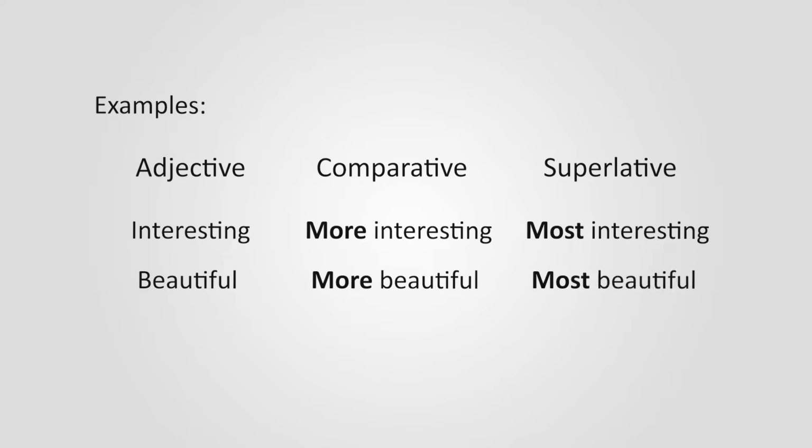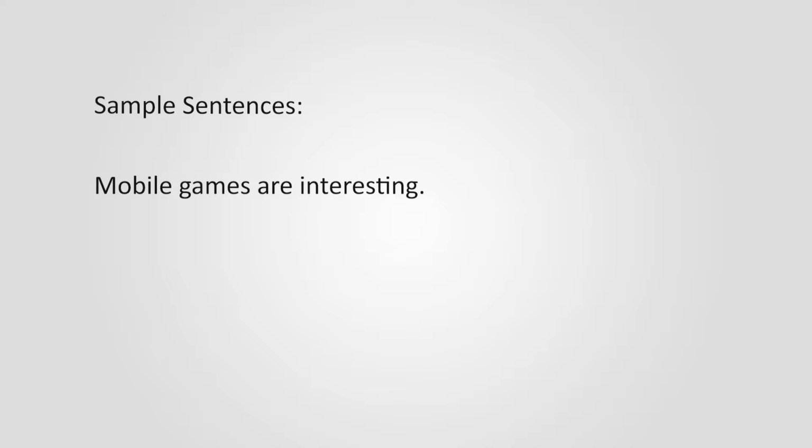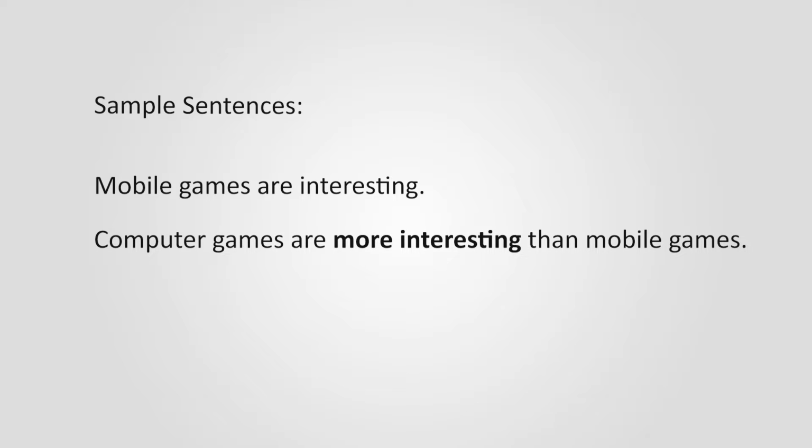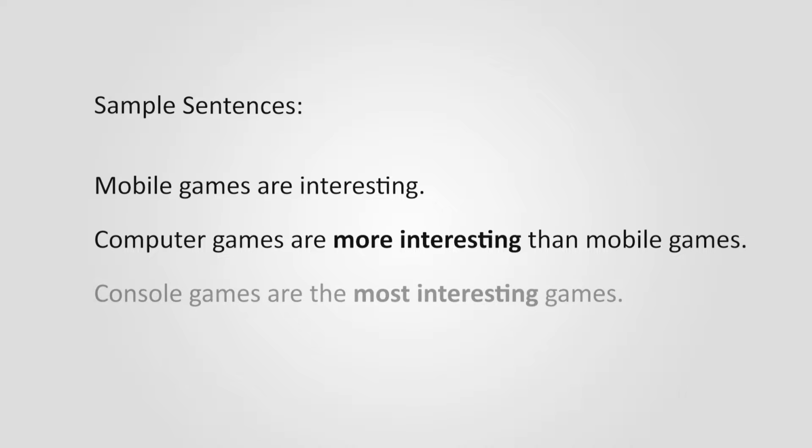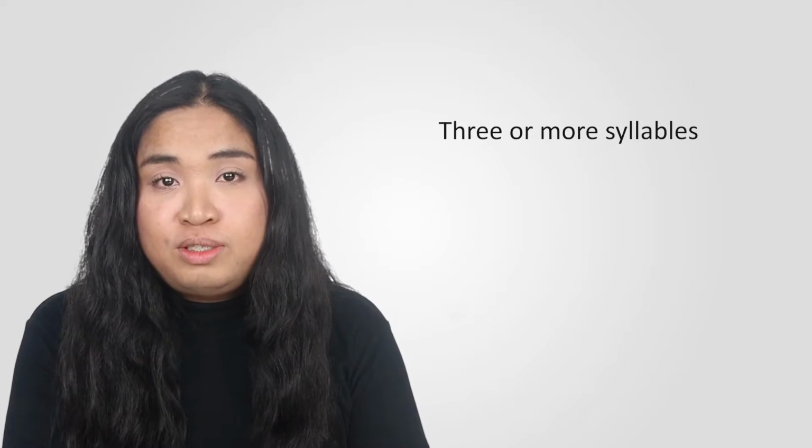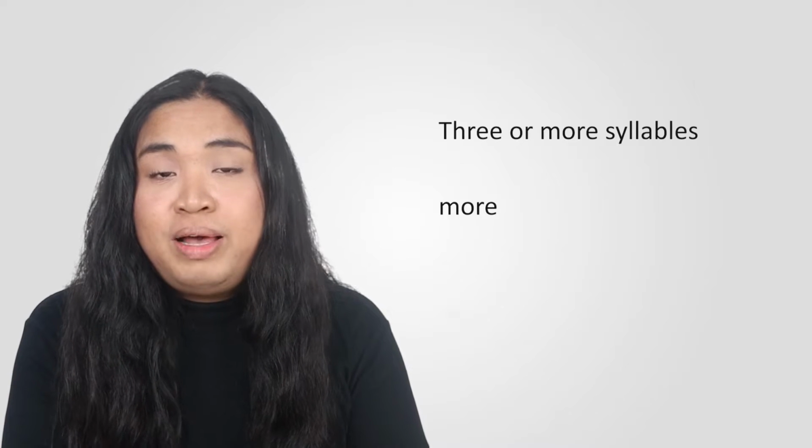Superlative, most beautiful. Here are the sample sentences. First sentence: mobile games are interesting. Second sentence: computer games are more interesting than mobile games. Third sentence: console games are the most interesting games. Adjectives with three or more syllables form the comparative by adding more, and the superlative by adding most.